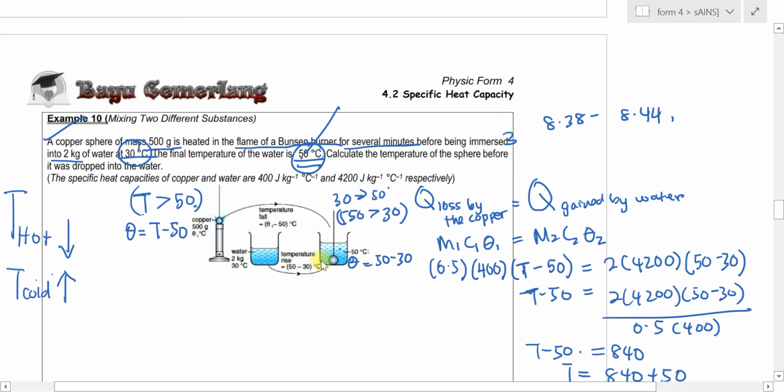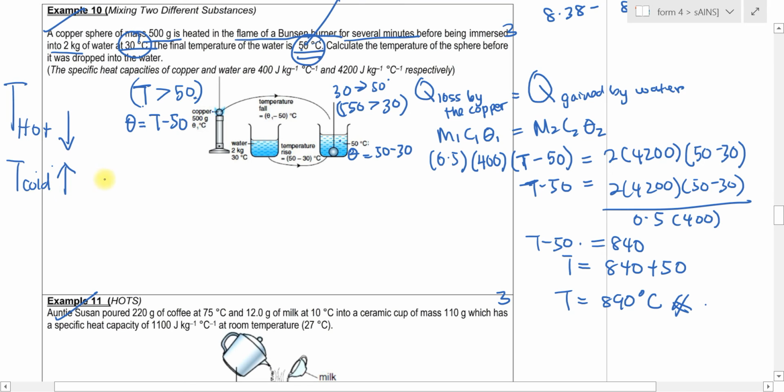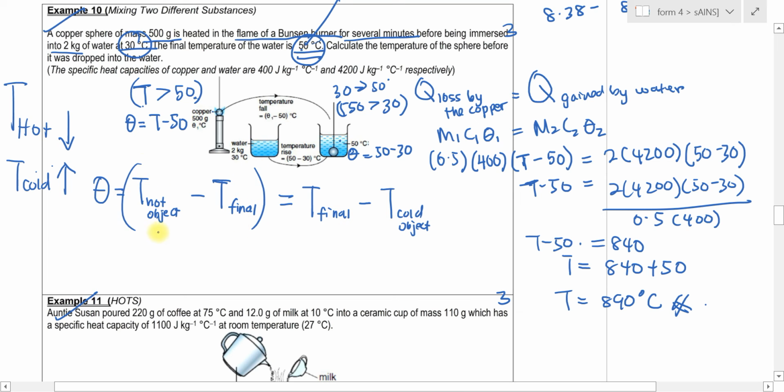So, we want to create a conclusion also here. Overall, theta can be found as either the temperature of the hot object minus the final temperature, or the final temperature minus the temperature of the cold object. You understand? Yes, sir. For the cold object, you write it this way. The position of T final will be different for the hot object and the cold object. Okay, next one.